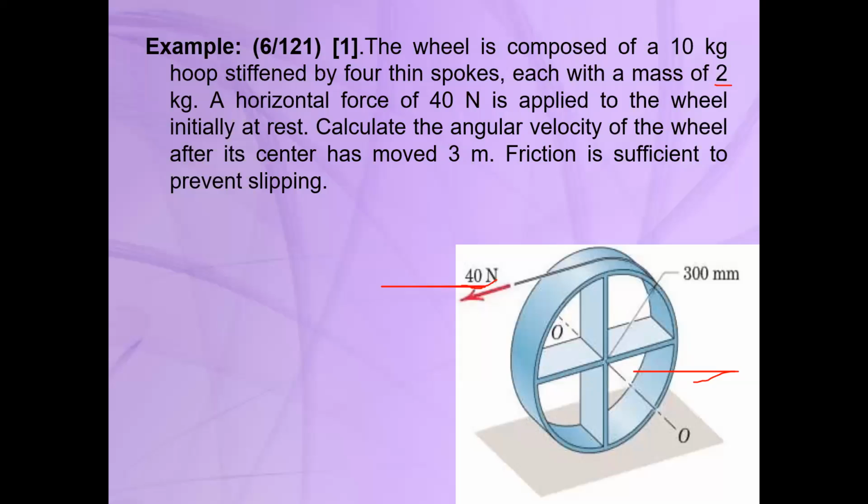Okay, so we continue. We have this hoop with 4 spokes on it. Each spoke has a mass of 2 kilogram. A horizontal force of 40 Newton is applied to the wheel initially at rest. Calculate the angular velocity of the wheel after its center has moved 3 meters. So the center of this wheel will move 3 meters horizontally, and friction is sufficient to prevent slipping.